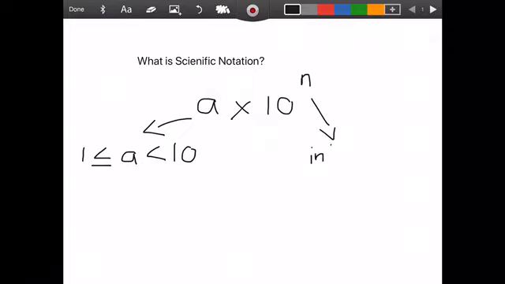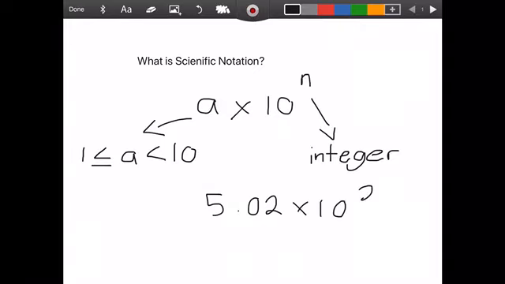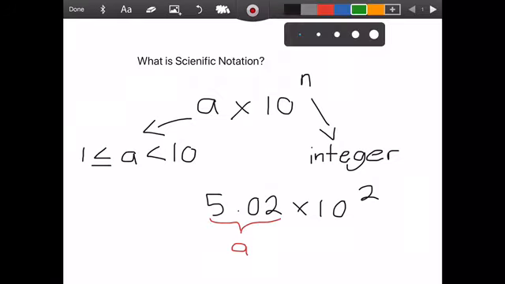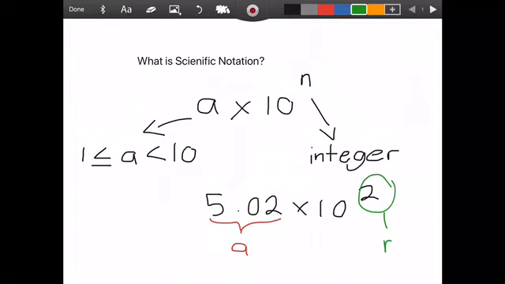A will always be more than or equal to 1 but less than 10, and n, the exponent, will always be an integer. And as we can see, we are writing an example right here, which is 5.02 times 10 to the power of 2, or with an exponent of 2. In this case, 5.02 will be a part of the format, and 2 will be n. The times 10 will always be constant.